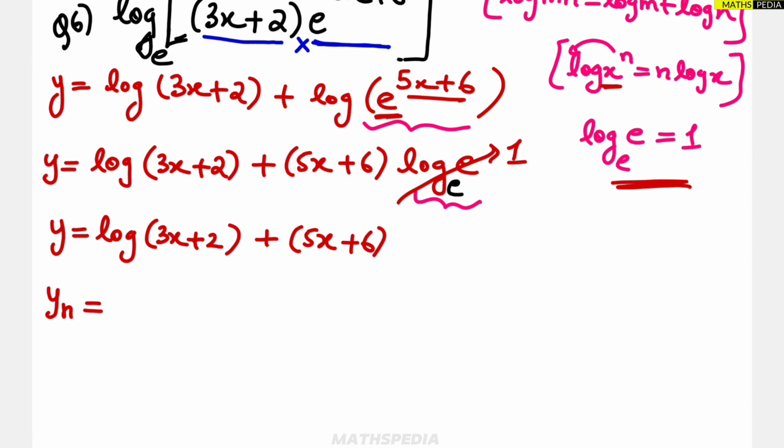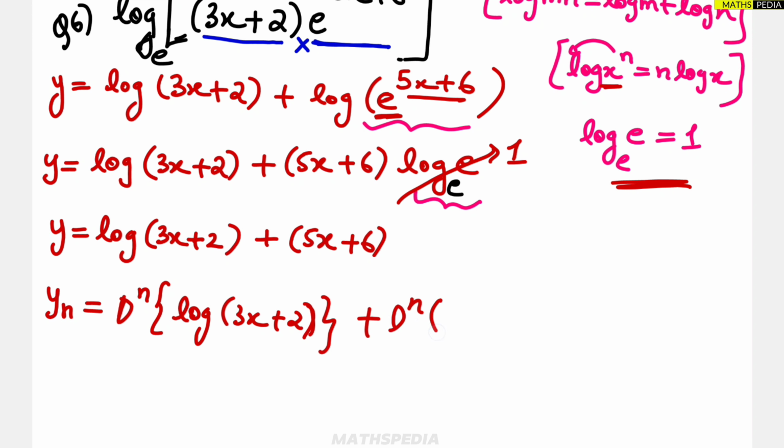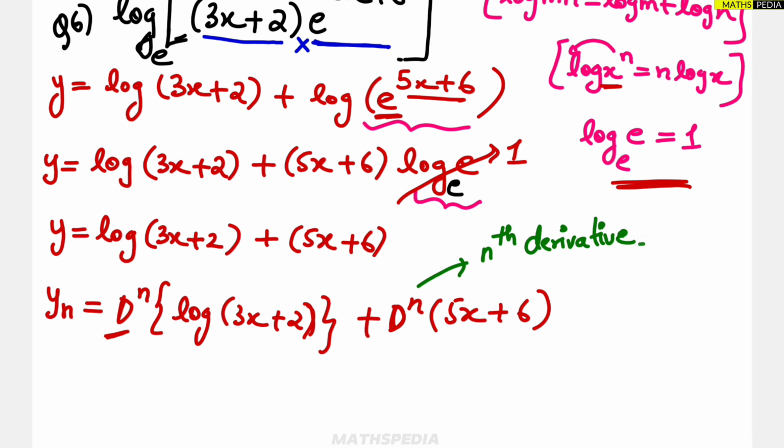So I will write one more step. The nth derivative means d power n of log(3x plus 2) plus the nth derivative of (5x plus 6). Now for understanding purpose I am writing this; if you want you can leave it. So d power n basically means the nth derivative. This particular function becomes 0 in the second derivative itself. So what about the nth derivative? Automatically it is 0. Correct.